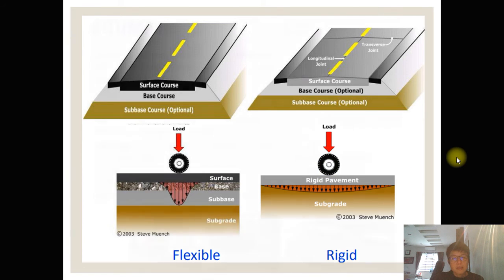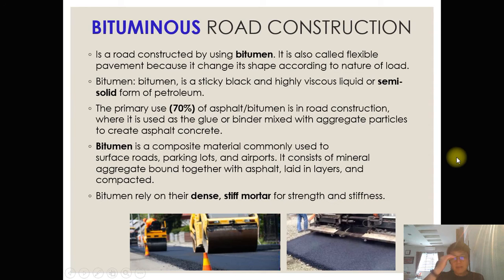Okay, let's move on. Now, we will go into how these roads, these pavements, are being constructed. Okay, first we look at the bituminous ones, which are the flexible pavement. Obviously, the flexible pavements are built very much using bitumen. That is a derivation from petroleum. It's a sticky, black, and highly viscous or semi-solid form of petroleum. Okay, it is cheap, hence we use a lot of it.